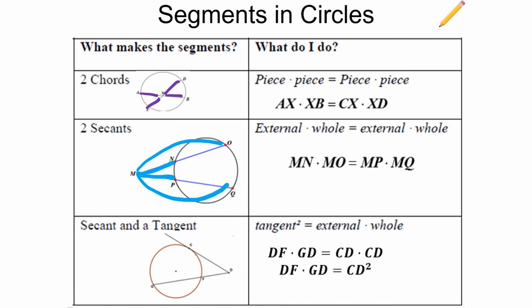And then our last example or type of problem with this theorem is if we have a secant and a tangent line. So that would be the external piece times the whole piece, and then the external piece times itself, or squared. So hopefully this little cheat sheet will make sense now that we've gone through every single part of this theorem and also examples with this theorem.